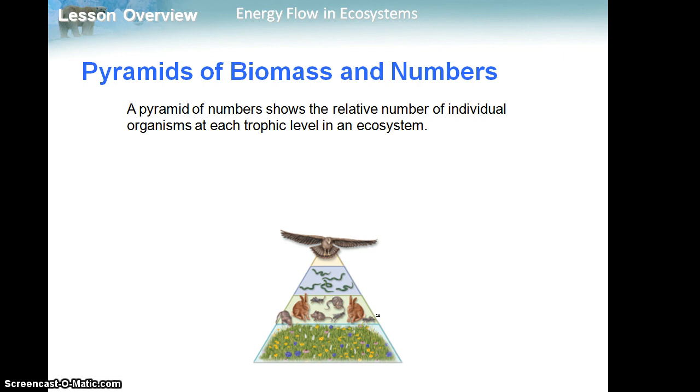The pyramid of numbers then shows the relative number of individuals. So we would literally count the number of individuals that are in each trophic level. And this gives us a good idea in terms of numbers of each organism. But we will use all three pyramids when we're talking about ecology.